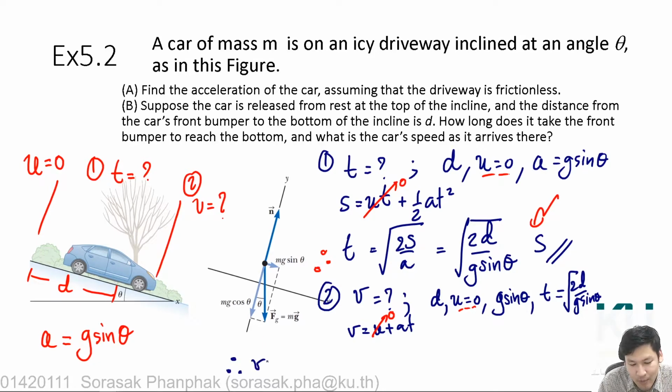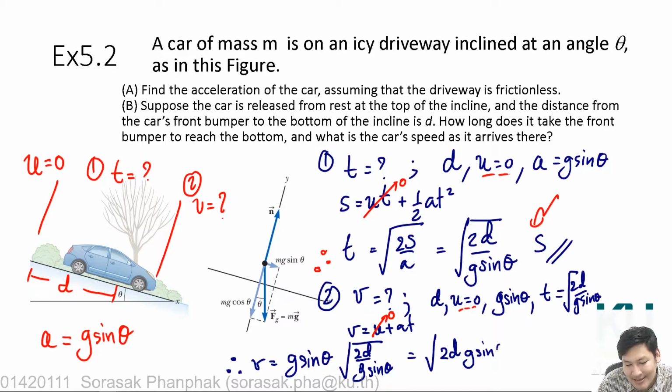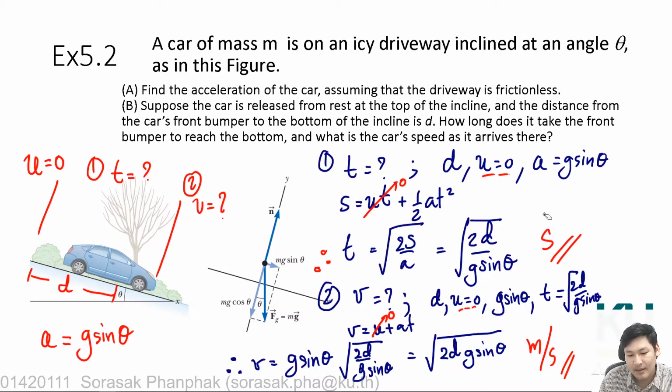So I will sub everything in: v equal to a, which is g sine theta, times t, which is the square root of 2d over g sine theta. So finally, you are going to get v equal to the square root of 2d g sine theta. The unit of it is meter per second. I will write in red color so that you don't get mixed up. The unit of time is second, and the unit of velocity is meter per second.